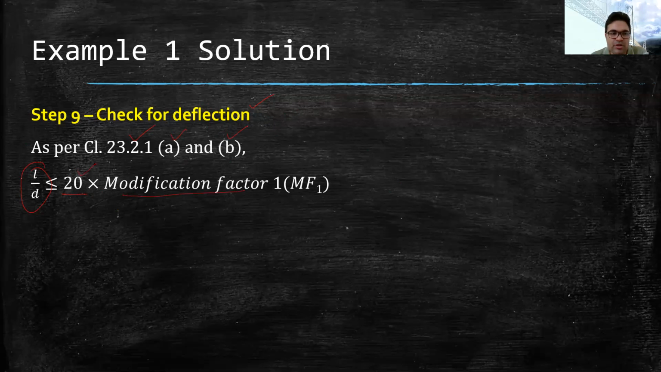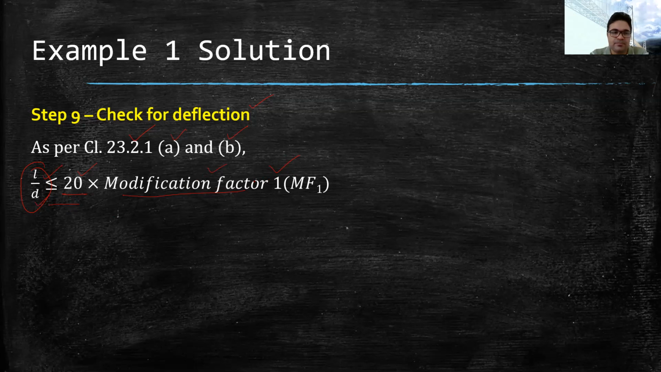Well, how this 20 and the modification factor equation was formed, I have already explained in the steps, so you can check that if it is not clear to you. All values are given here. The L value we already know, D is also known. The unknown value is the modification factor. How do we find out this modification factor?